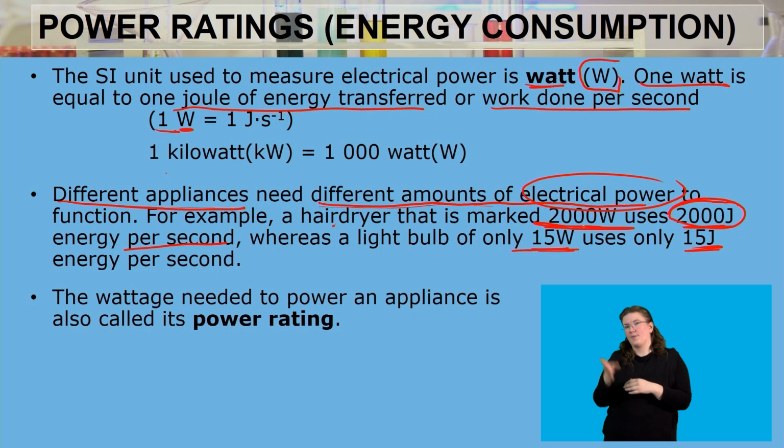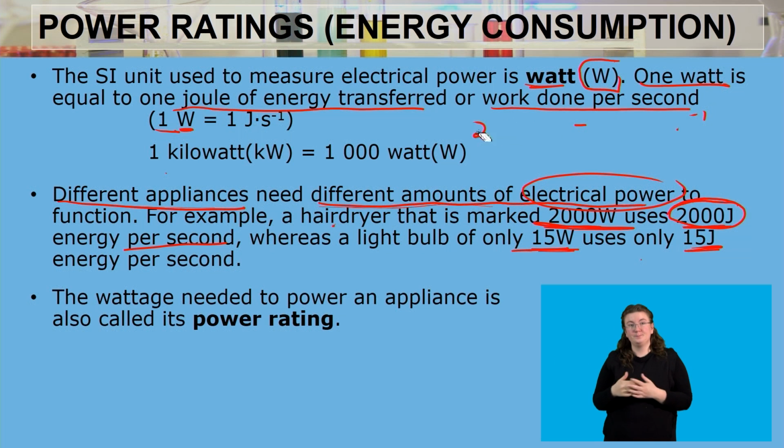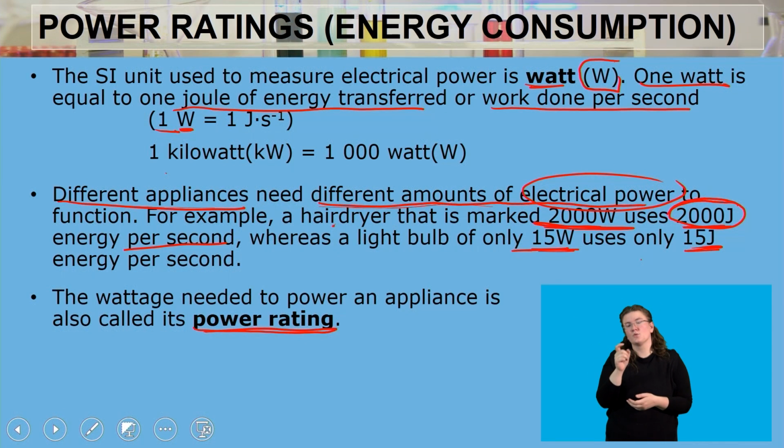So should we have 2000 watts, that simply means we are using 2000 joules of energy per second. Whichever wattage we have, it is going to be used per second. Now, the wattage needed to power an appliance is also called its power rating. If you want to check the power rating of an appliance, you need to look at the back of the appliance, because that is going to tell you how much energy is needed by that particular appliance for it to function. And remember, that energy is going to be used per second. We used a hairdryer as an example, and a light bulb marked 15 watts is going to be using 15 joules of energy per second.